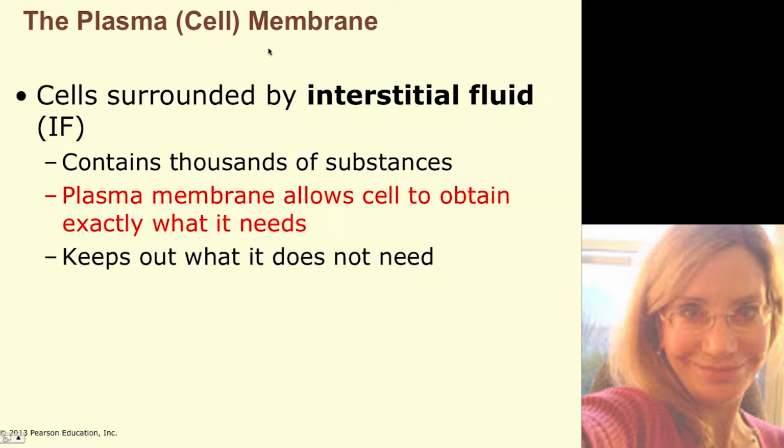So the plasma or cell membrane divides the inside of the cell from the outside of the cell. Cells are surrounded by interstitial fluid. This is the fluid between and around the cells. This fluid actually contains thousands of substances, and that plasma membrane will allow the cell to obtain exactly what it needs, but it keeps out what the cell does not need.